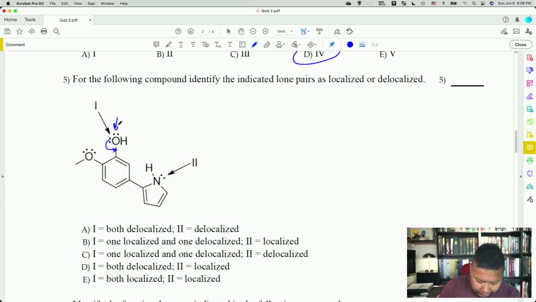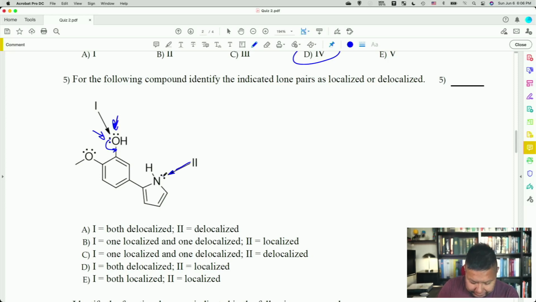So you have one lone pair that's delocalized, the one that's going to be overlapping in that p orbital with the pi bonds, with that carbon, right? And then you have one localized on that. So it's either B or C, because that one has both one localized and one delocalized in there. Okay? And then we have the lone pair that's on this nitrogen right here, right?